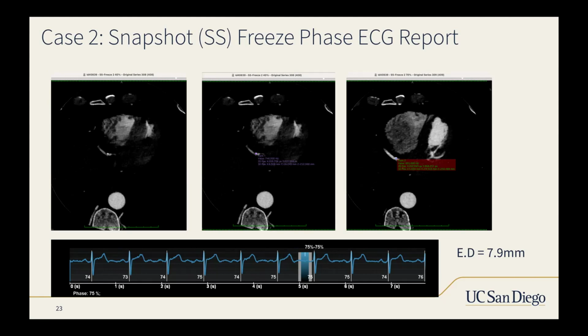In this case, we chose 70% to be our reference point. And we just looked at, from 40% to our reference point, how much did it move? And we saw that the Euclidean distance was 7.9 millimeters. So it moved quite a lot.